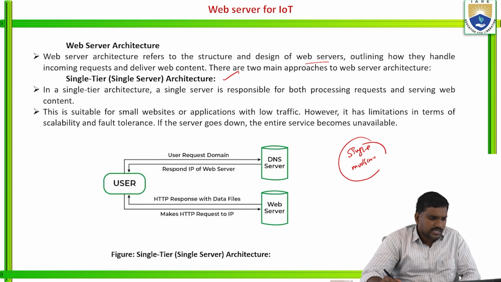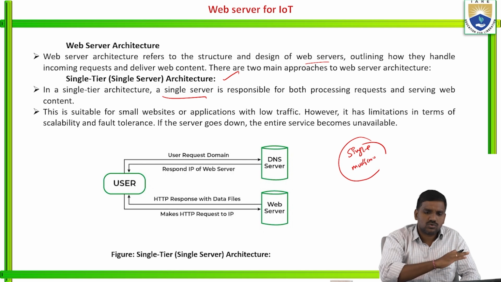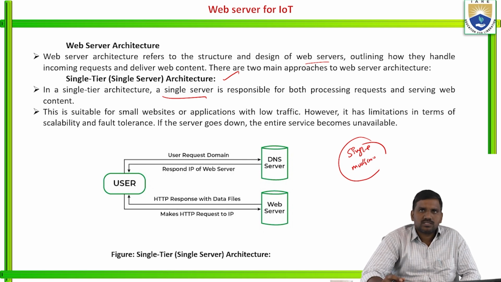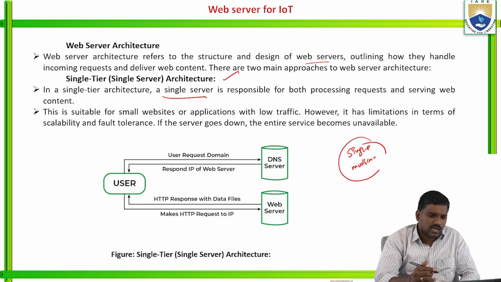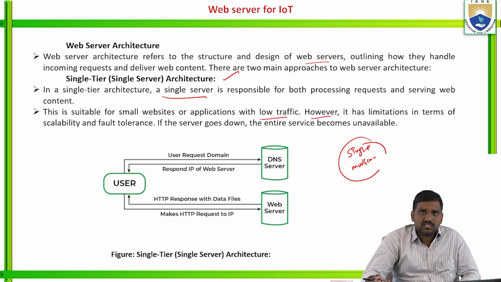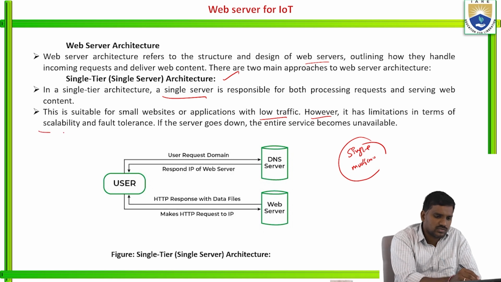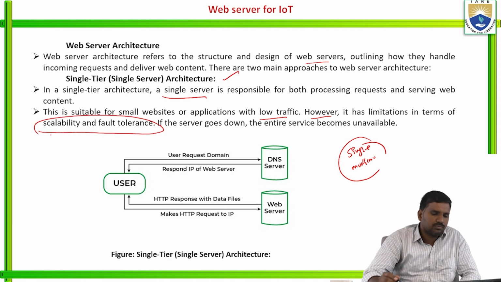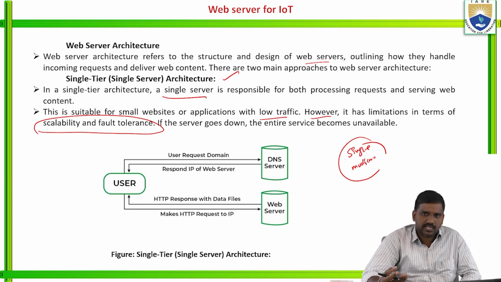In a single tier architecture, only a single server is responsible for both incoming and outgoing requests for serving web content. This is suitable for small websites, applications and low traffic. However, it has some limitations in terms of scalability and fault tolerance. If the server goes down, the entire service becomes unavailable. So this is the limitation of single server architecture.